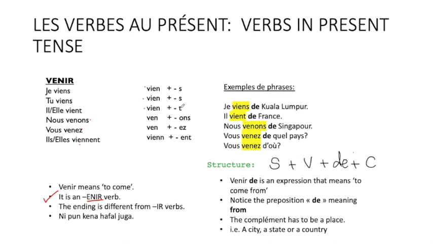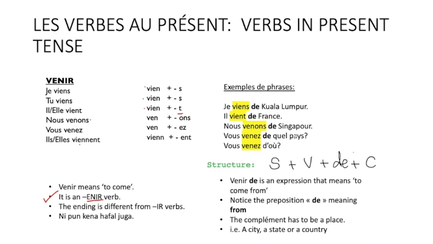Il, elle vient pun sama pronunciation, but instead of an S, you have a T. And then you have nous venons. So V-E-N, V-E-N again, venez, and then viennent, V-I-E-N-N-E-N-T. So ni pun kena hafal juga. Okay, tak ada shortcut. So let's go to the example of sentences. Je viens de Kuala Lumpur, il vient de France, nous venons de Singapour. Yeah, that's how you pronounce Singapore in French. Vous venez de quel pays?